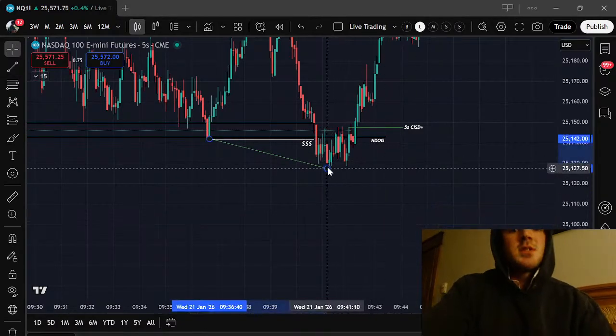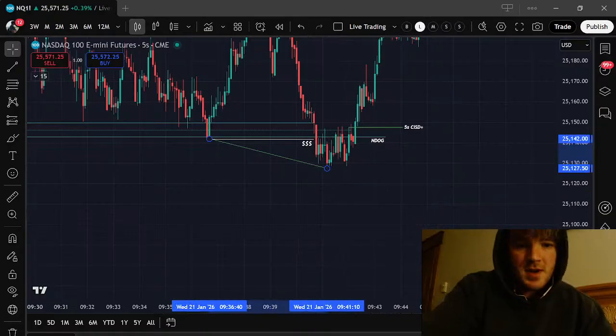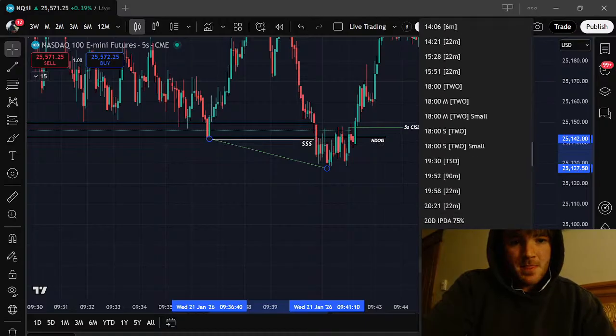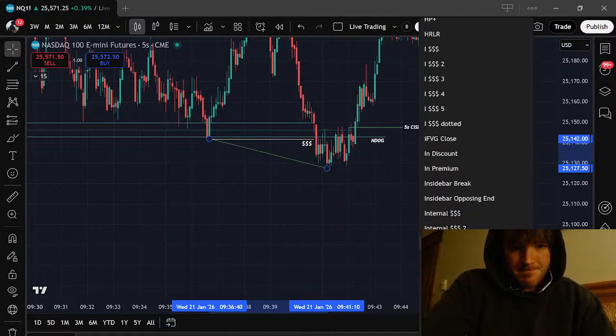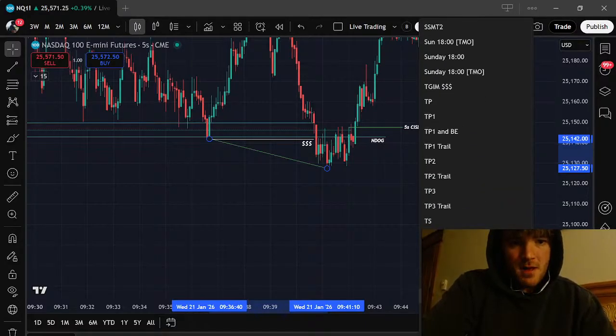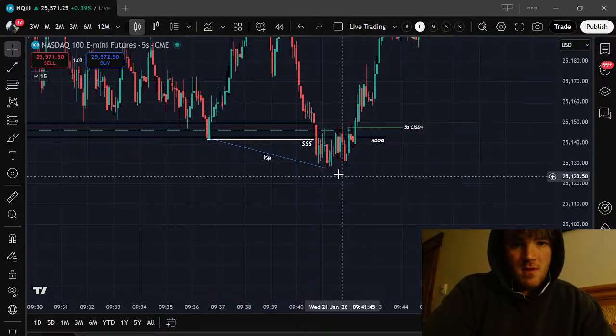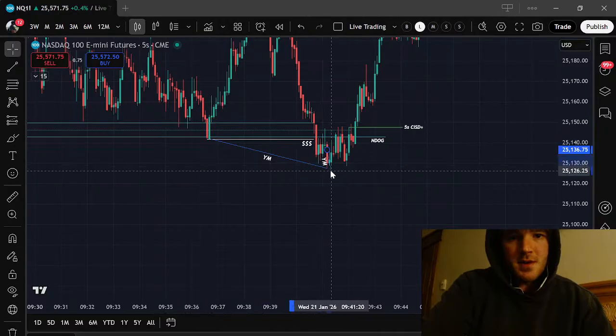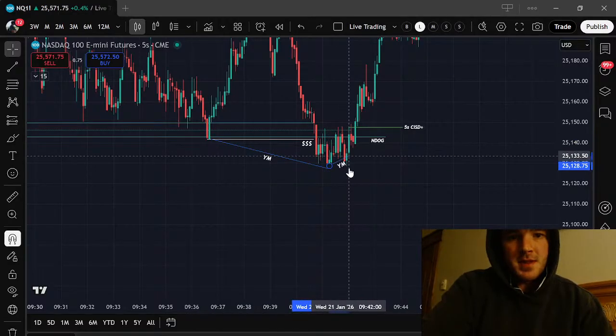So there actually were two SMTs here. There was SMT with YM, and then there was a low time frame SMT with YM. This is a good one to learn from because in the future I'm going to be able to take this.